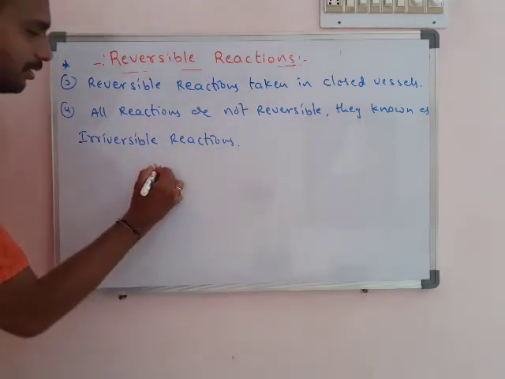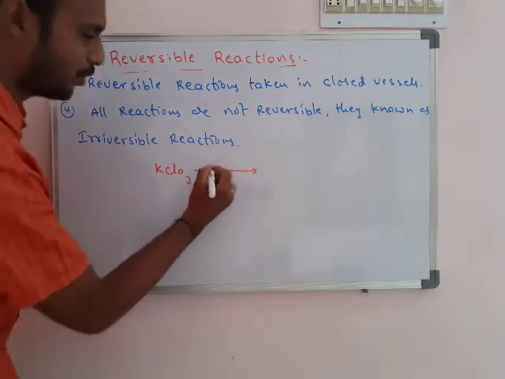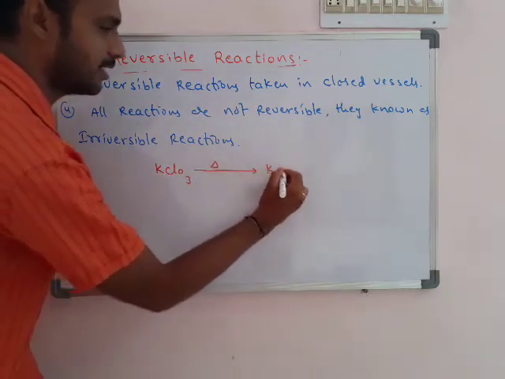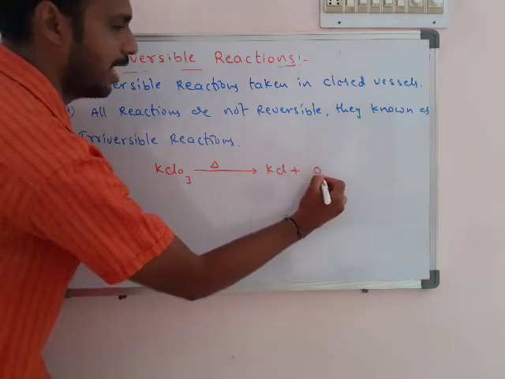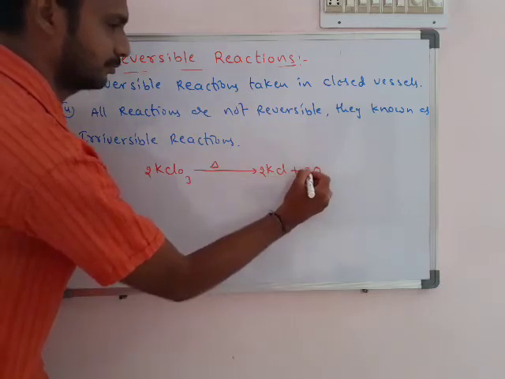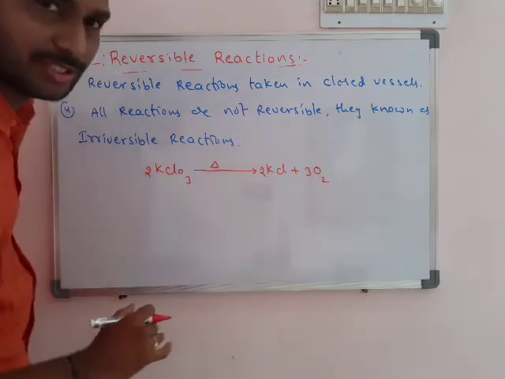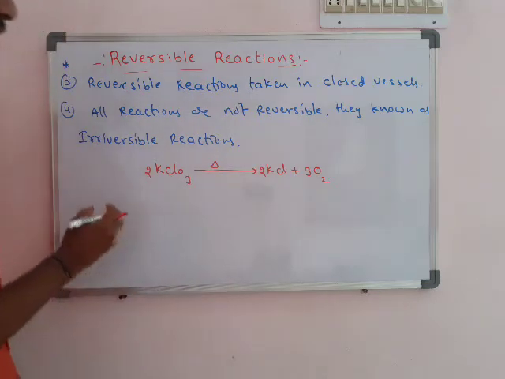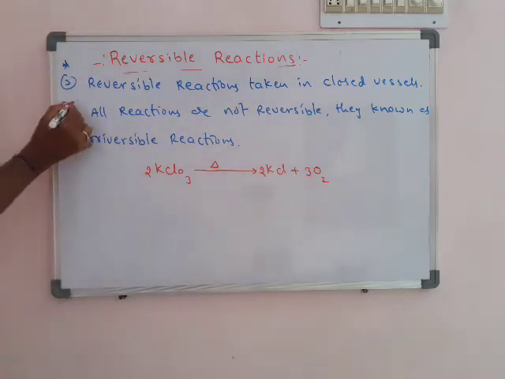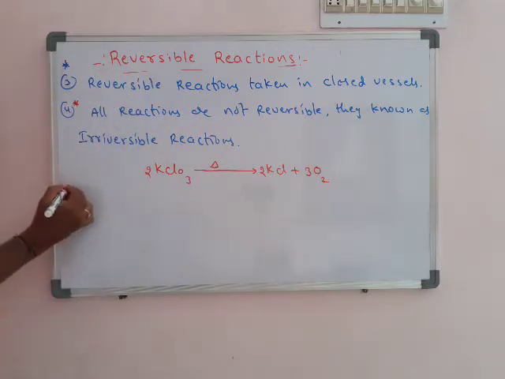We see some irreversible reactions first. So for example, potassium chlorate. Potassium chlorate on heating, we will get potassium chloride and oxygen only. Here backward reaction does not take place, only forward reaction takes place. I am just giving an example for it. The main topic is reversible reactions. Now we see examples of reversible reactions.